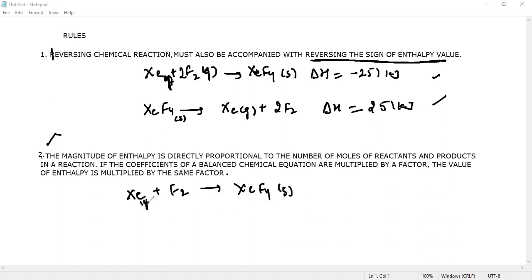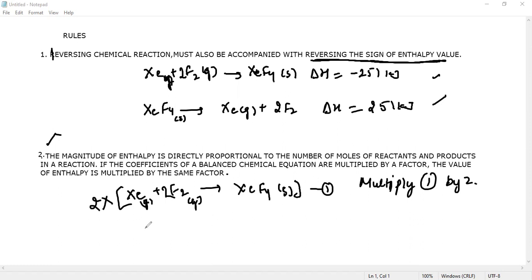Okay, so this is a gas, this is a gas, you put 2 here, right? So let's say I multiply this whole equation by 2. So I have this first equation and I write multiply equation 1 by 2. So what would be the result of that? So 2 xenon plus 4F2 becomes 2XeF4. And I forgot to write here the delta H value. So let's go ahead and write the delta H value here.